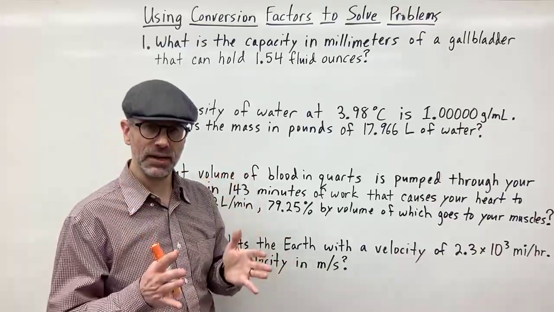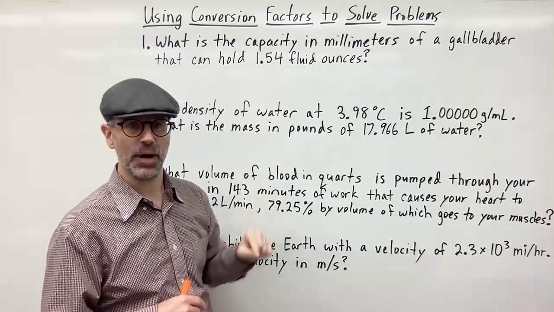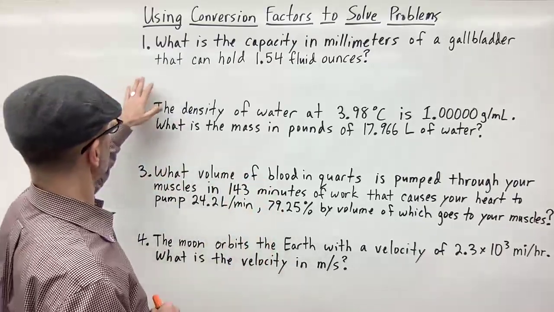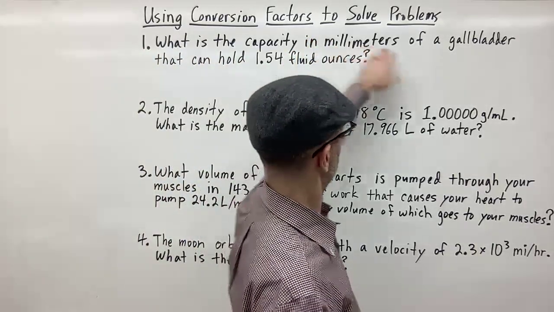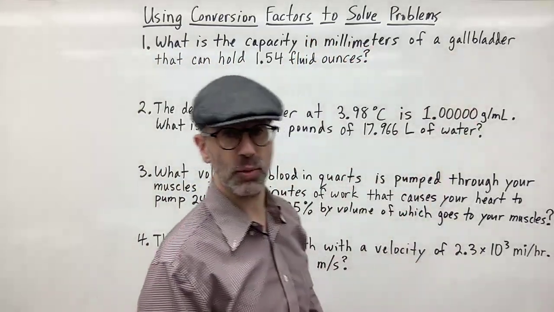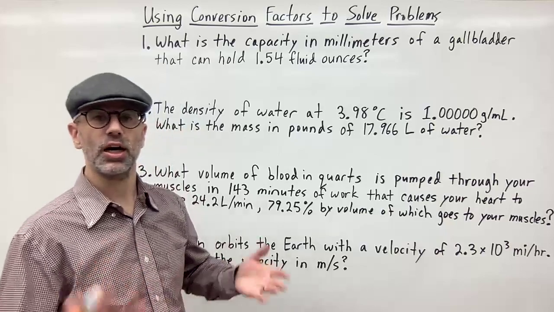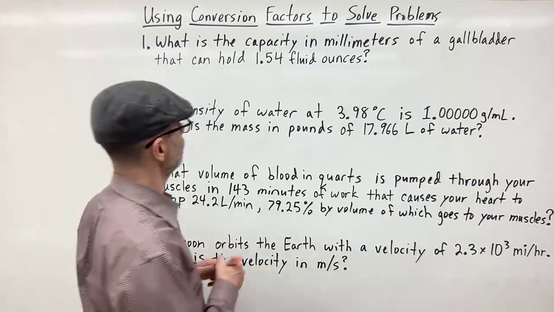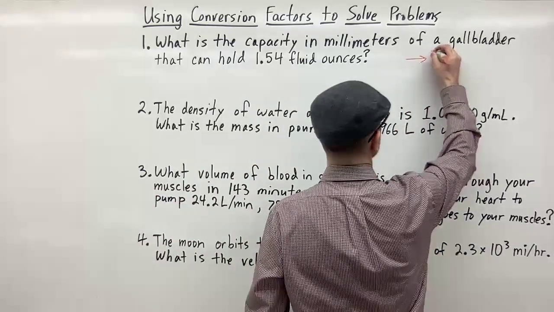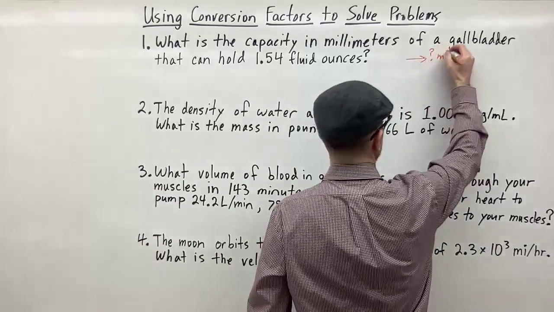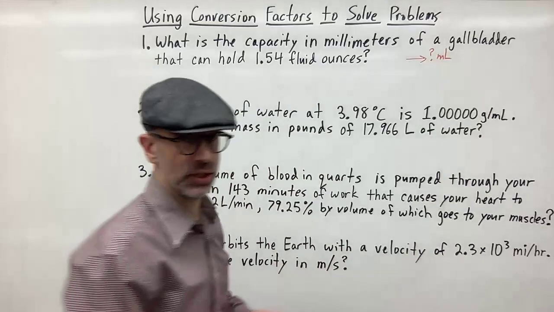And so the beginning of the question is the end of the problem. So what is the beginning of the question? What is the capacity in milliliters of a gallbladder? Okay, so we want milliliters of the capacity. We want the capacity of the gallbladder in milliliters. So we need to get to a certain number of milliliters.